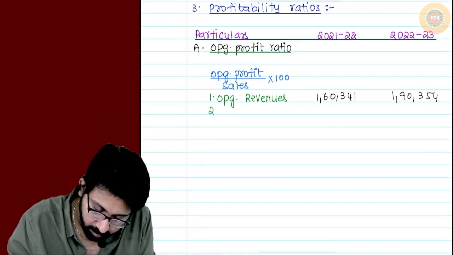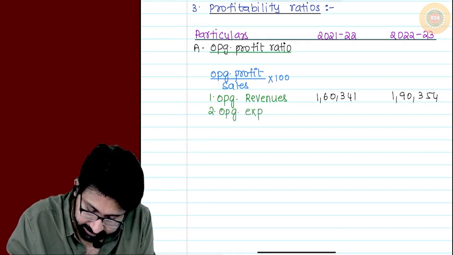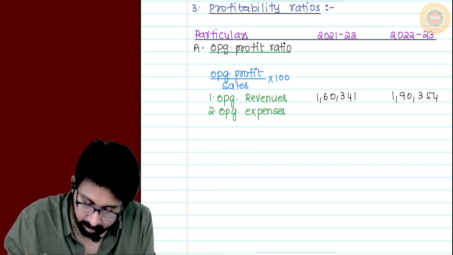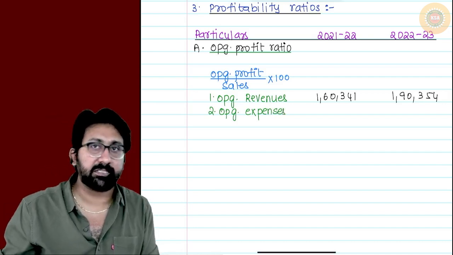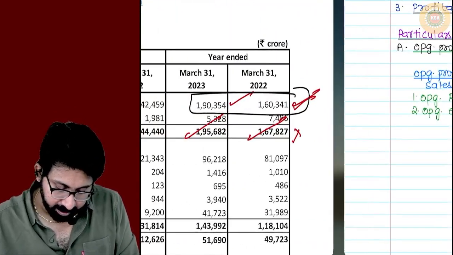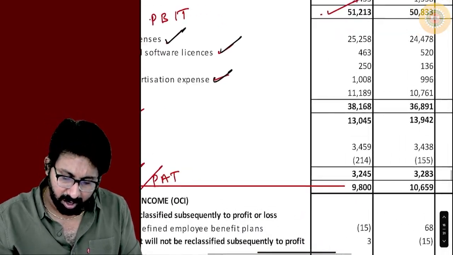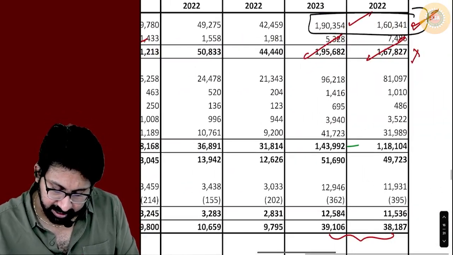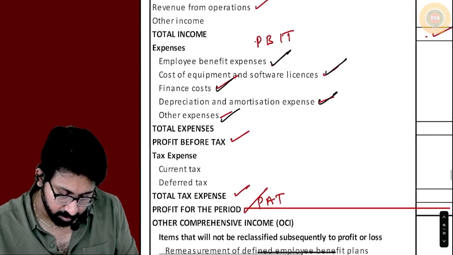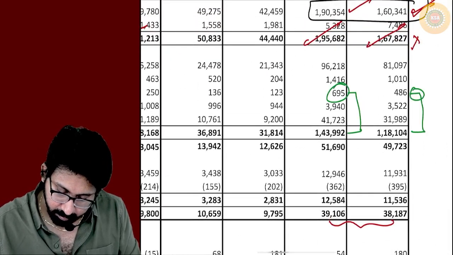Number 2. Operating expenses. You can do in two ways. Separately you can do, or directly from the total expense. What we have to remove? Finance cost. This you have to remove.